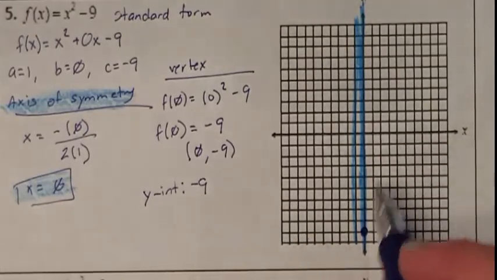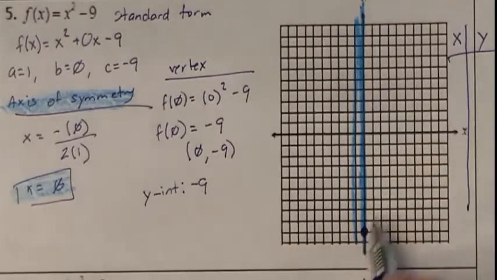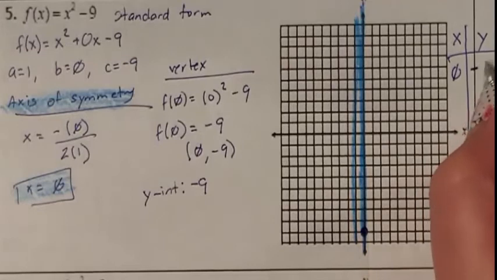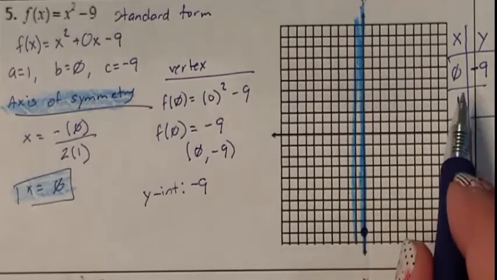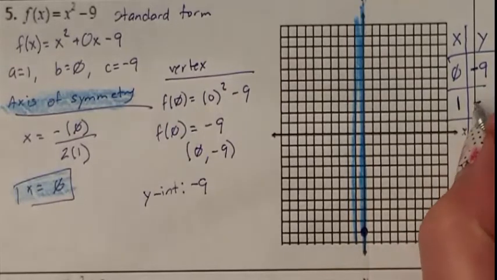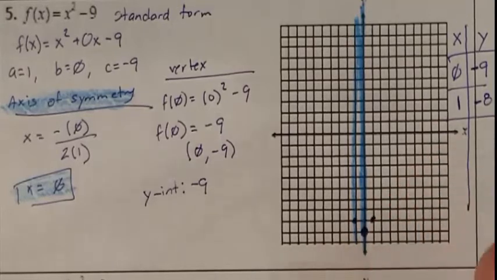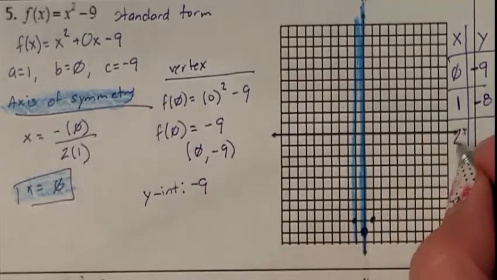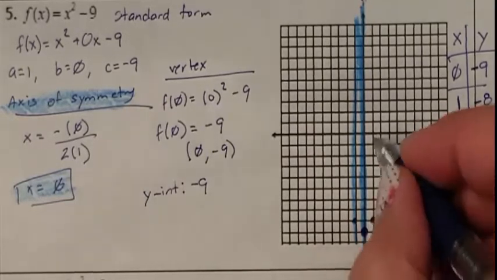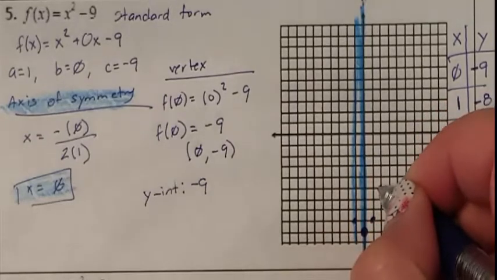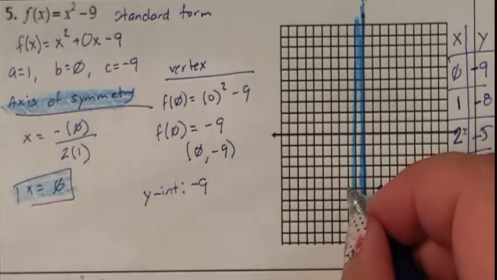Now I need to find my other points, which means I need to do my xy table. My vertex was at the coordinate point 0, negative 9. So after the 0, I need to do 1. Plug in the 1, I get negative 8. So I get 1, negative 8, and he has a partner. 1 didn't get to the x-axis, so now I got to try 2. Plug in 2, I get negative 5. He's 2 away from the axis of symmetry, so his partner is also 2 away.